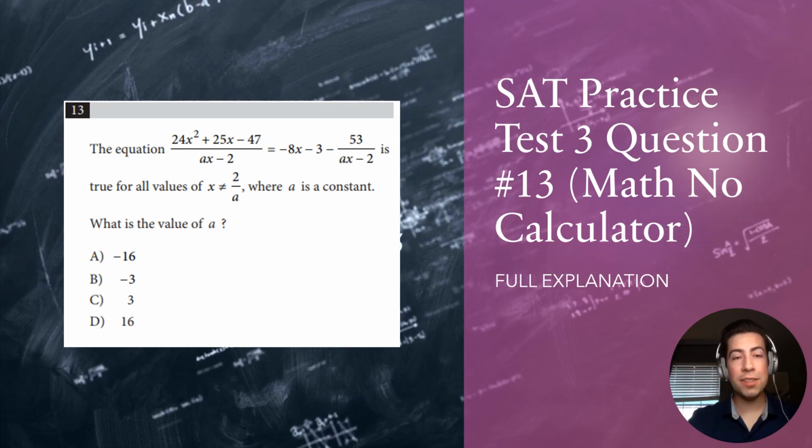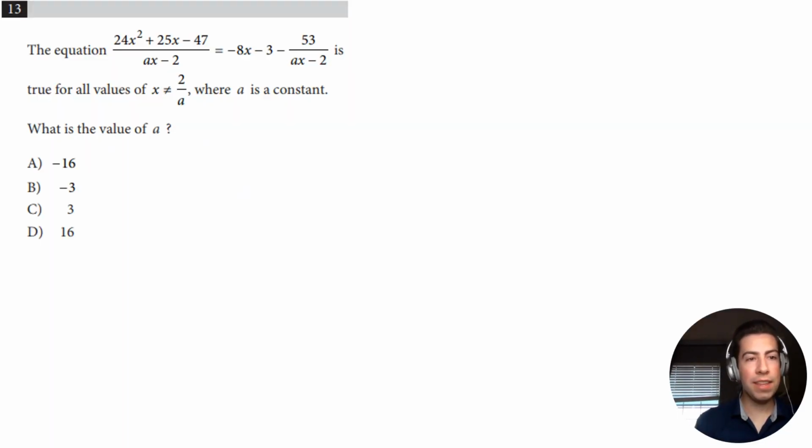Okay, question number 13, let's get right into it. All right, so we have the equation, and it's just all of this nastiness here. This must be true for all values of x such that x is not equal to 2 divided by a, where a is a constant. What is the value of a?